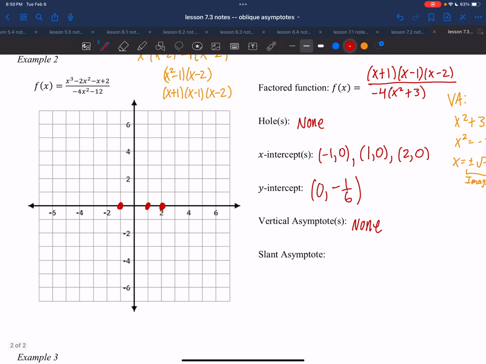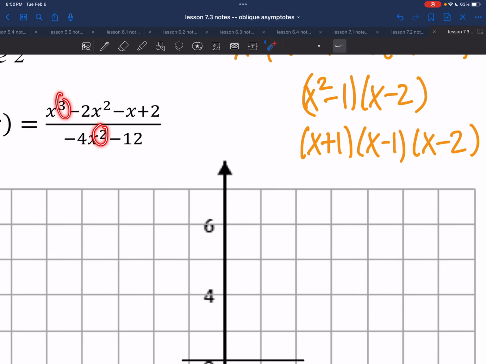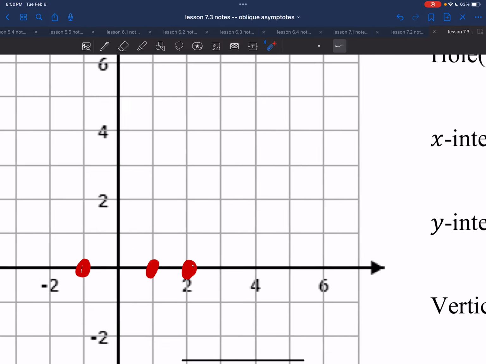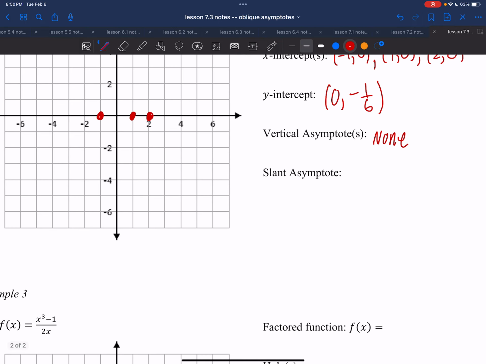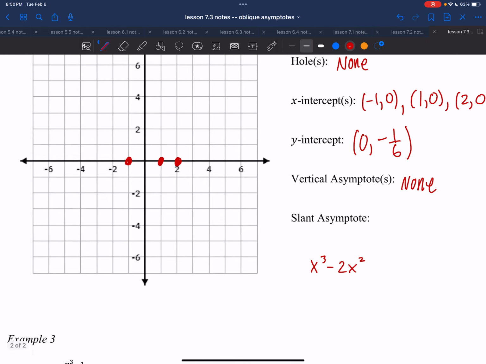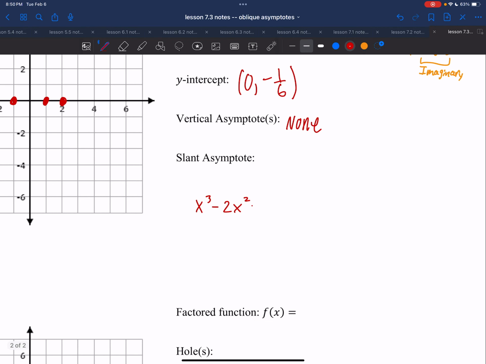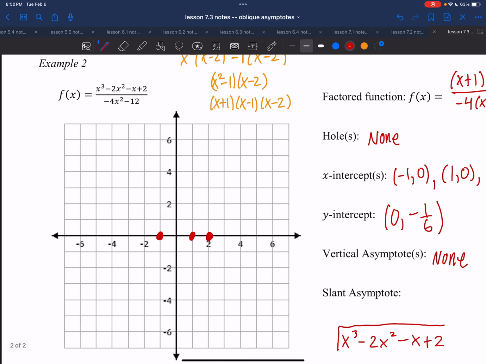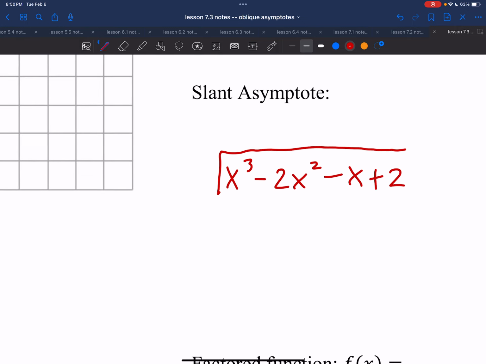Okay, now let's do the slant asymptote. So all that stuff's the same. I don't have a vertical asymptote to draw, but I should have a slant. And I do know it's going to be slant because that's a 3 and that's a 2. The difference is 1 higher on the top. So we're going to do x cubed minus 2x squared minus x plus 2, and we're going to divide this by negative 4x squared minus 12.